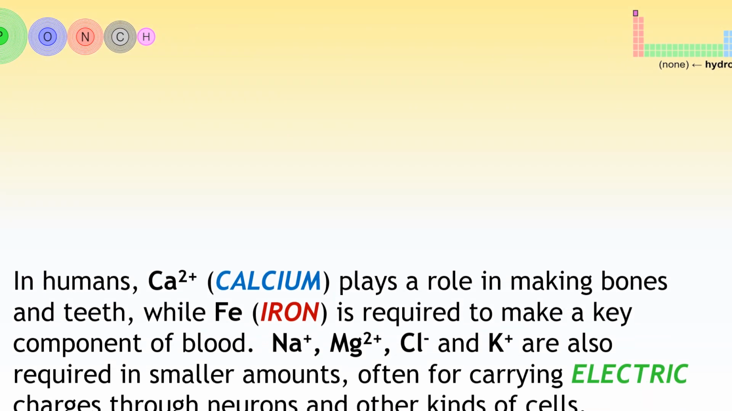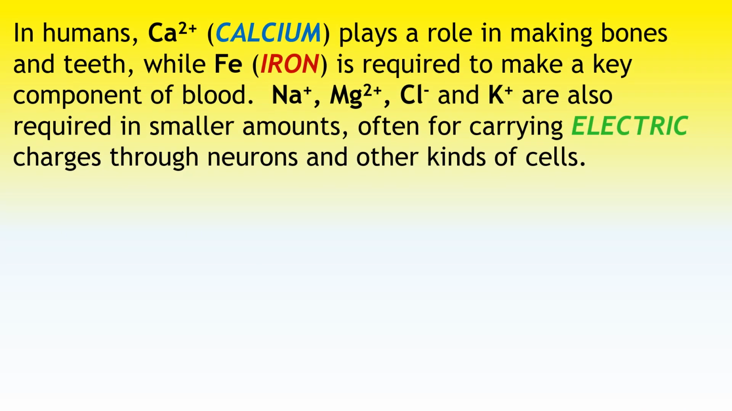Now, in addition to S.P.O.N.C.H., sulfur, phosphorus, oxygen, nitrogen, carbon, and hydrogen, the 6 main elements in living things, we also have what are called trace elements, and I want to mention a couple. So in humans, calcium plays a role in making bones and teeth, while iron is required to make a key component of blood. You only need one iron atom to do it, but you've got to have at least one iron atom to make a working red blood cell. Everything else works, but if the iron atom is not there, it won't do its job. So these are definitely trace amounts, but they're critical for particular kinds of cells.